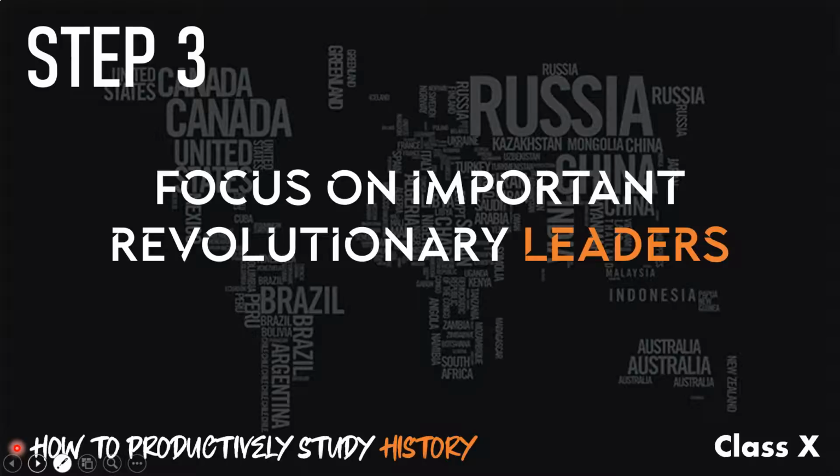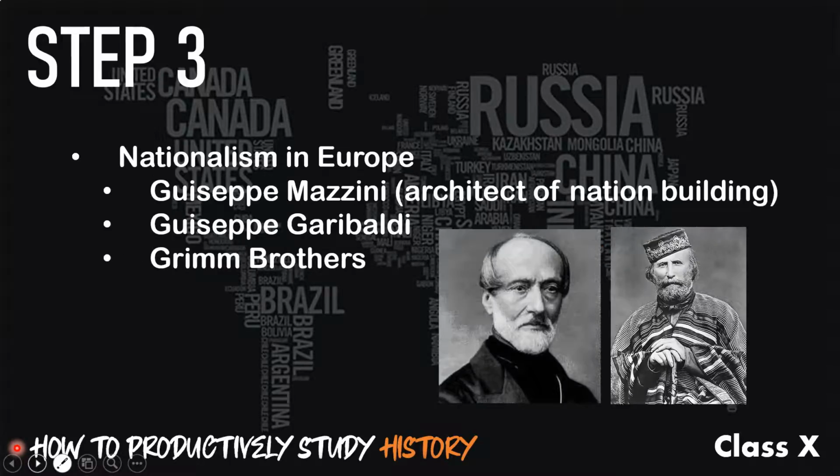Step 3, focus on important revolutionary leaders. Always in any movement, there'll be the kickstarters, or the revolutionaries, who even start the movement in the first place. In Nationalism in Europe, we have Giuseppe Mazzini, who was also known as the architect of nation building. He created several underground societies, and he was exiled from Liguria for starting the national movement. And so that's him right here, this man. And he's responsible for the nation building of Italy. And we also have Giuseppe Garibaldi, who assisted Giuseppe Mazzini.